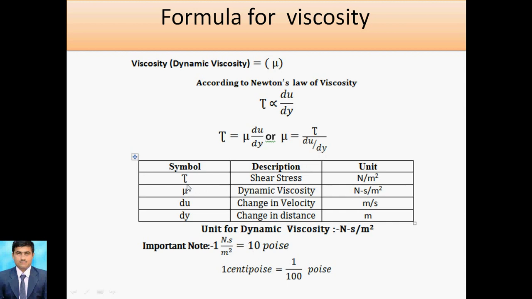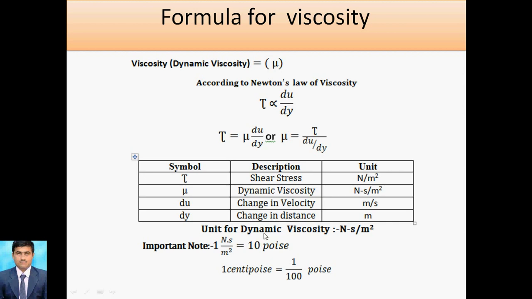For shear stress, the unit is Newton per meter square, since it is measured as force upon area. So tau is equal to force upon area, and that's why we take the unit as Newton per meter square. For dynamic viscosity, as we already discussed, the SI unit is Newton second per meter square. The next is du, the change in velocity, so the unit is meter per second, because velocity is there. And for dy, the change in distance, we take the unit as meter.